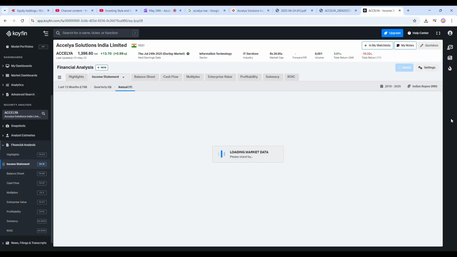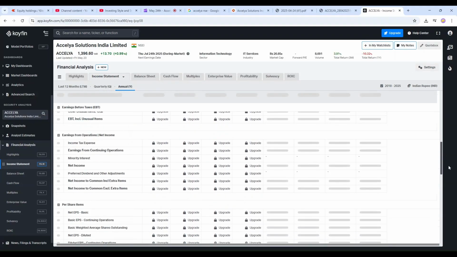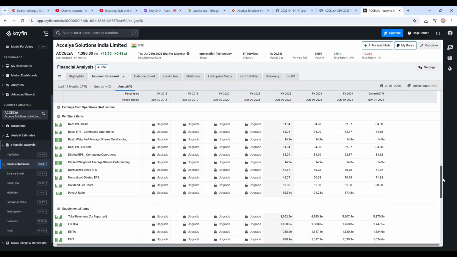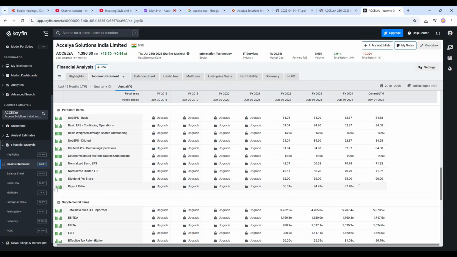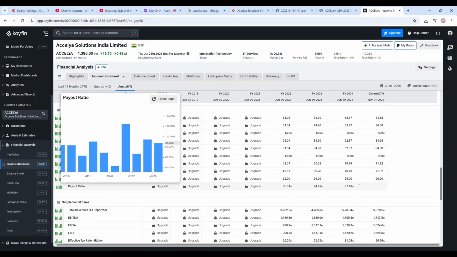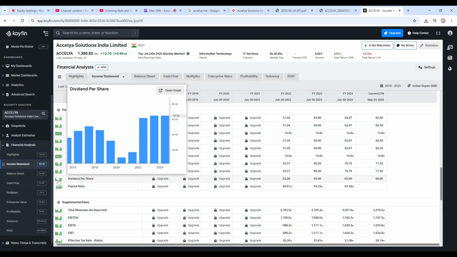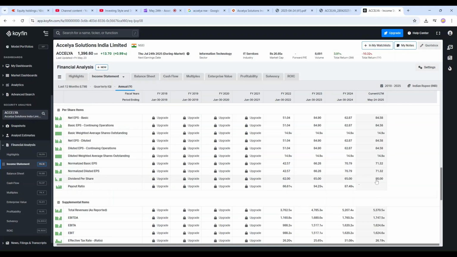If you look at the dividend data here in the income statement, I forgot to check this. So it has a very high payout ratio, in the range of 80 to 86, 90. Dividend per share has been consistently high at this level of 65 for the last 3 years, and now it has gone up to 90 for this current year.